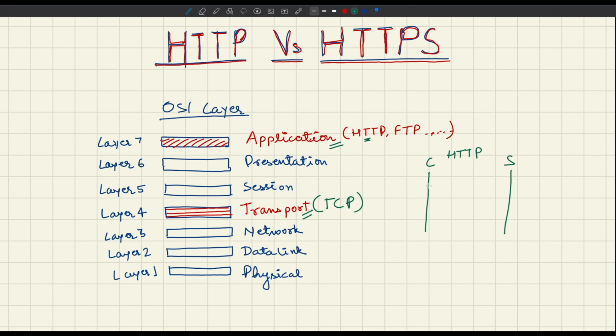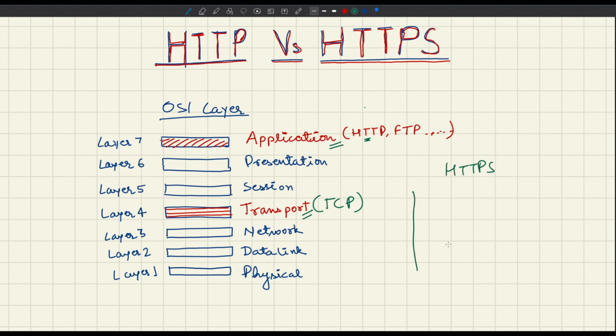Before the client's GET request is sent, in step 1, there is a TCP handshake. The TCP handshake happens at layer 4 before the client's actual GET request is sent. Once the TCP handshake is successful, step 2 happens, and in step 2, the client can send the GET request. Let's see what happens in case of HTTPS.